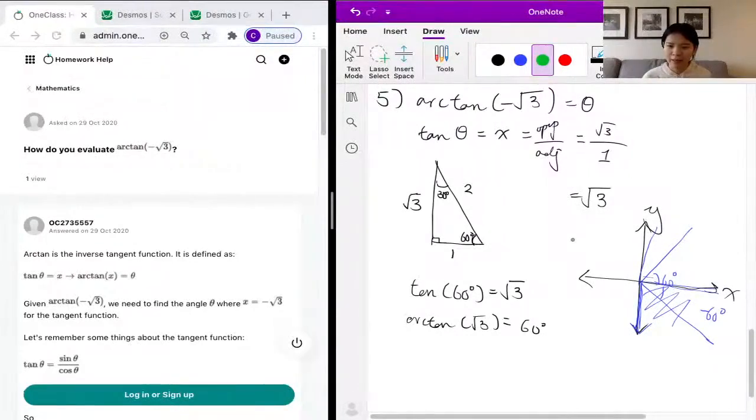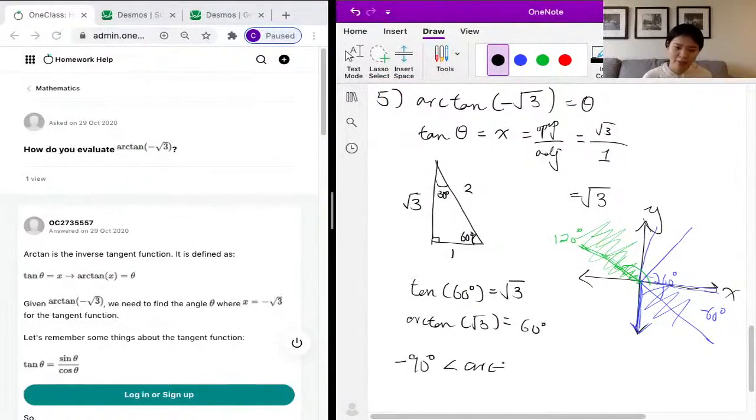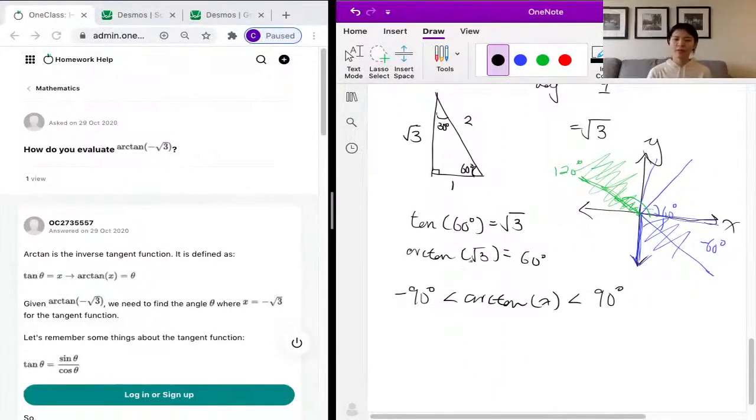You might be thinking, what about quadrant number 2? The value of the tangent function would also be negative for the angle over here. So how about the angle 120 degrees? You are indeed correct, that angle would also work. However, you need to know that the value of arctan is actually between negative 90 degrees and 90 degrees. I like to say pi over 2 or negative pi over 2, but I'll do degrees over here.